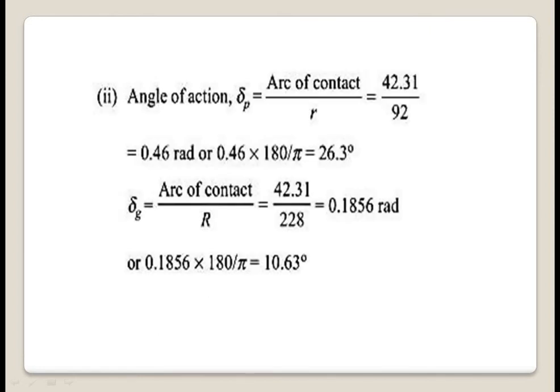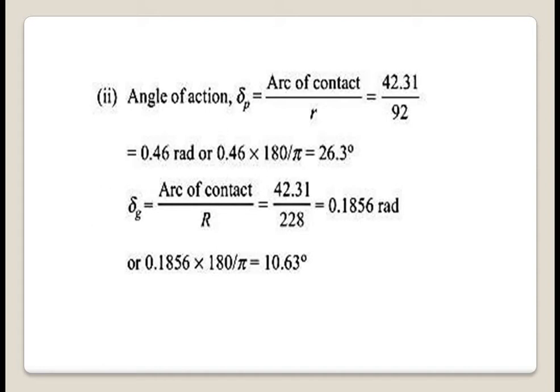Okay, now the next thing to find is the angle of action. In the previous problem they asked for the angle of action for the pinion only. In this problem they asked for the angle of action for both pinion and gear, so a slight change will be there. If they ask only to find the angle of action, then directly find the angle of action for the pinion. There is no necessity to find it for the gear. In the previous one they asked only for the angle of action, so we directly put the values of the pinion and got the angle of action for the pinion.